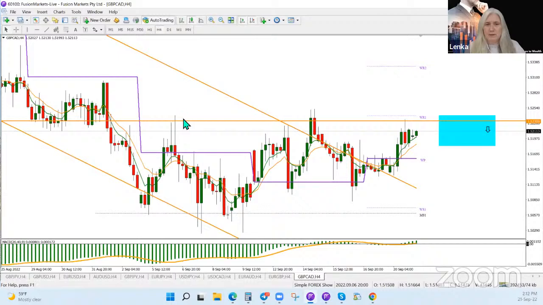And therefore, at the top of the range, I would be looking for short. Bottom of the range, looking for long. So now we are at the top of the range. Therefore, I'm looking for short. So looking for short opportunities here at this stage.